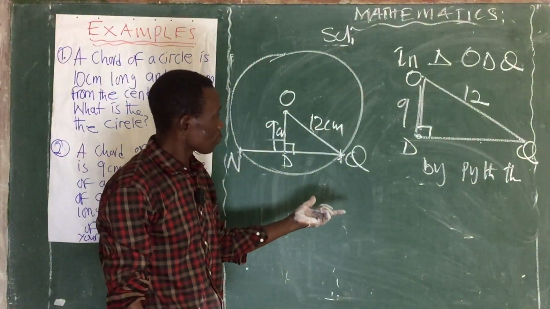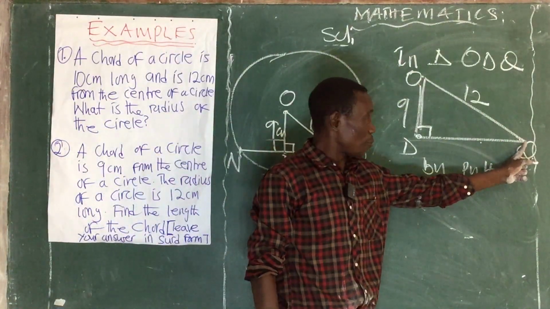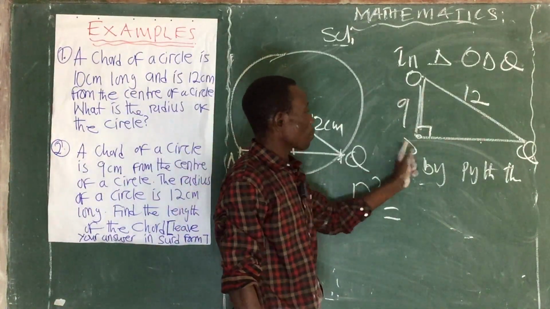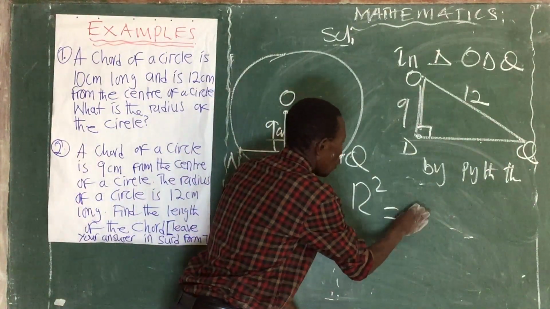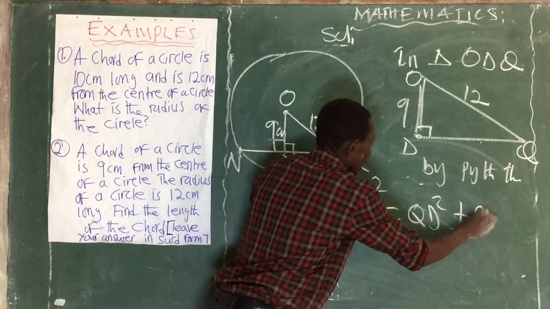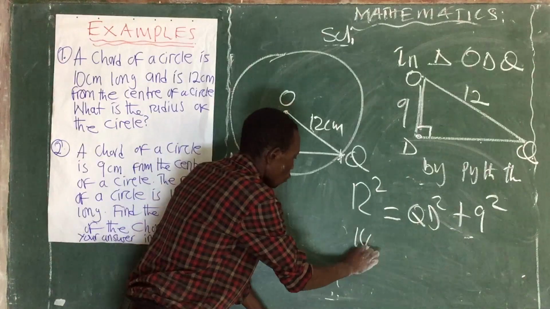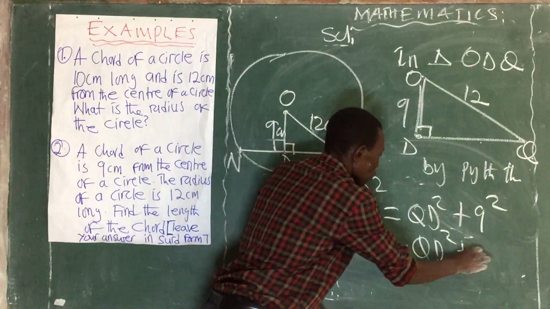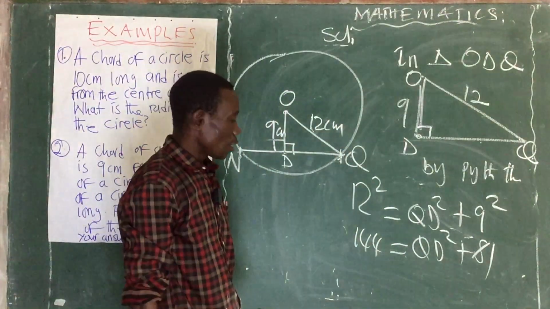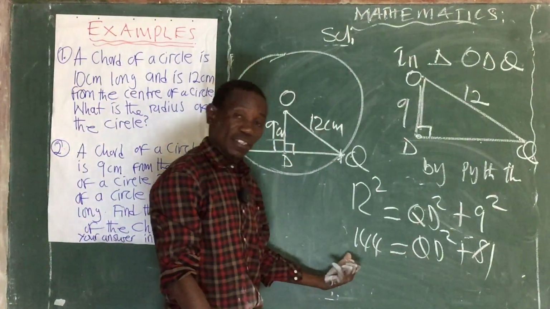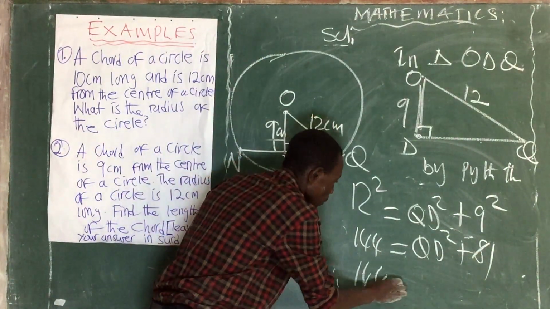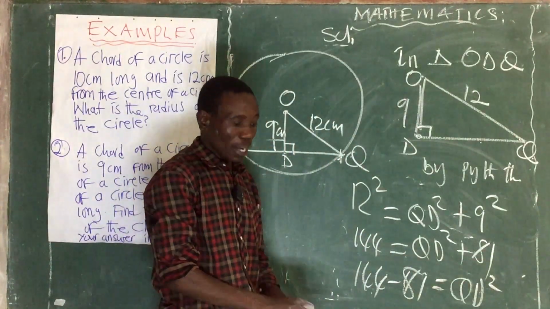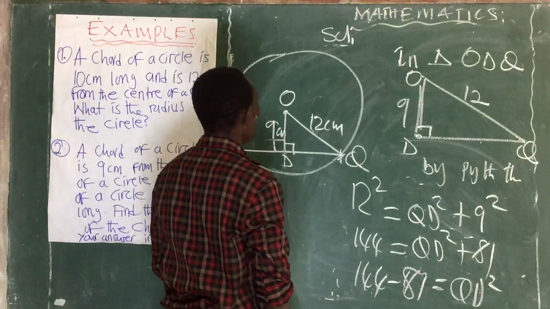It's a right angle triangle. The square on the hypotenuse side, which is this one here, you can write as 12 squared is equal to this one squared plus this one squared, which is QD squared plus 9 squared. What do you have? 144 equals QD squared plus what? 81. Bring them together: you have 144 minus 81, which is equal to what? QD squared.